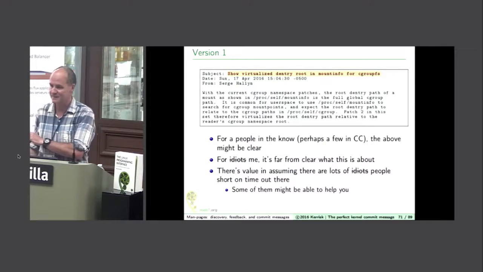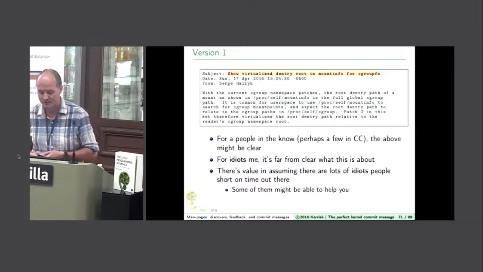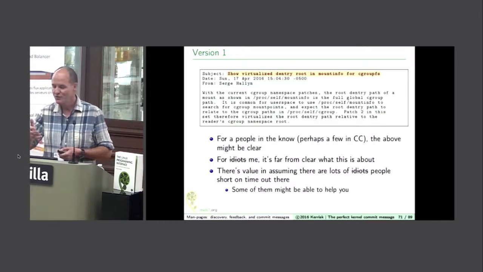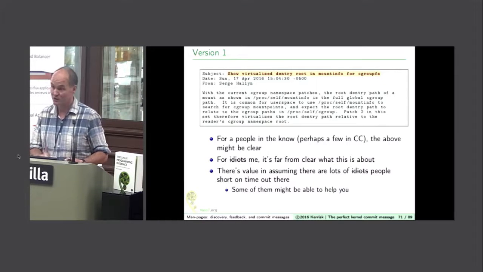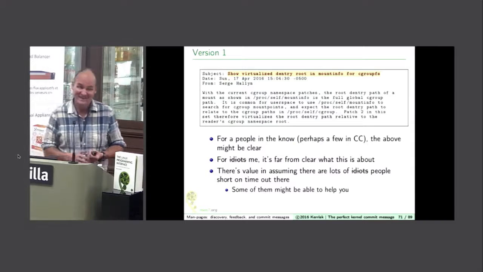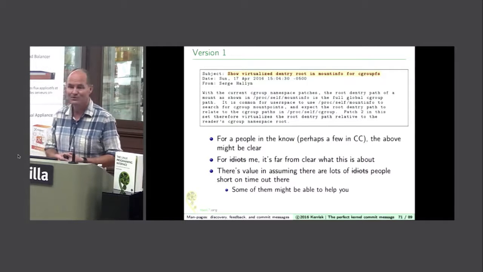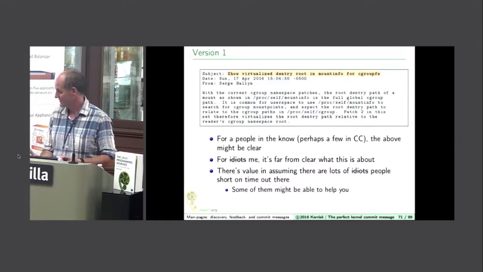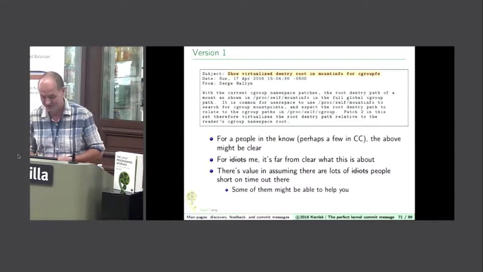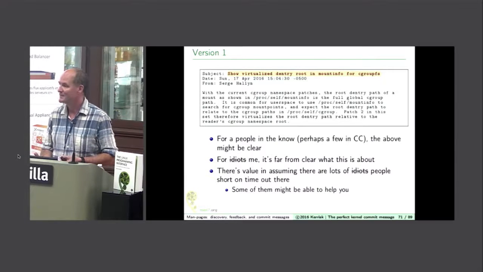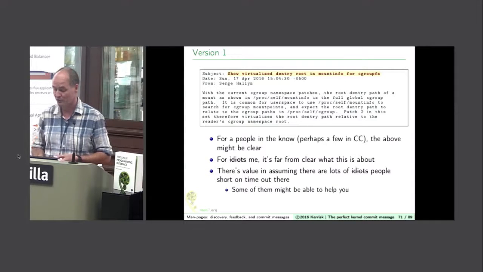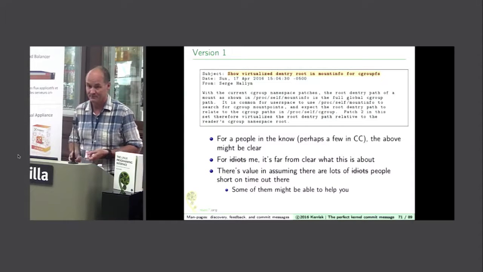The full text of these mails is at the end of the slide deck. I'm not going to walk through it. But the point is that if you look at this commit message, maybe if you're a person who's really in the know about what's going on, perhaps you know one of maybe a half a dozen kernel developers, you might understand what this is about. But if you're an idiot like me, you don't have a clue, at least not just looking at that, not without spending a lot of time on this. So I think there's value in assuming that people don't have a lot of time, making it easy for them to understand what you're doing, because they might turn around and help you.